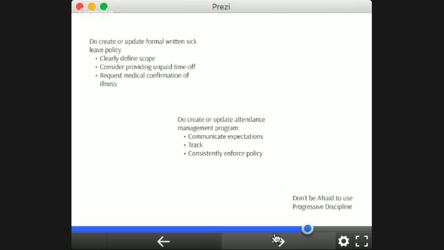Now, one of the things I should say is that the best practices assume that you're in a non-union environment. If you are in a unionized environment, remember that the collective agreement will dictate what management can and cannot do. However, nothing prevents you from trying to negotiate some of these best practices into the collective agreement in future versions once you're negotiating it.